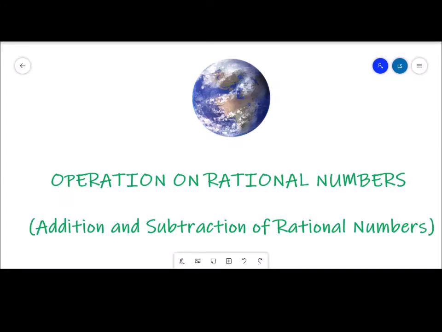Operation on rational numbers. Addition and subtraction of rational numbers.